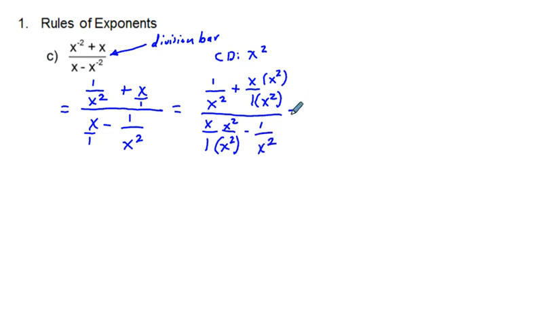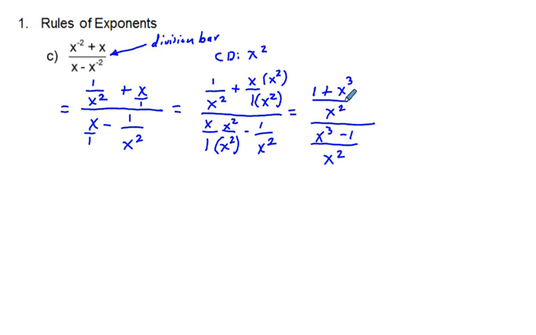Now we can rewrite this expression using the single denominator of x squared. So we have 1 plus x times x squared, which is x cubed, and that's going to be over x squared. And then for our original division bar, we have x cubed minus 1 over x squared.